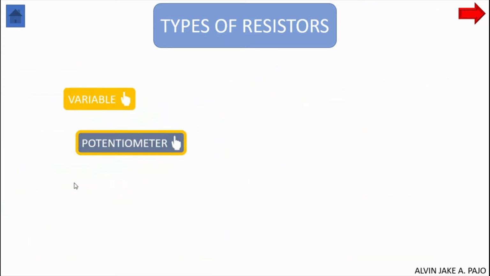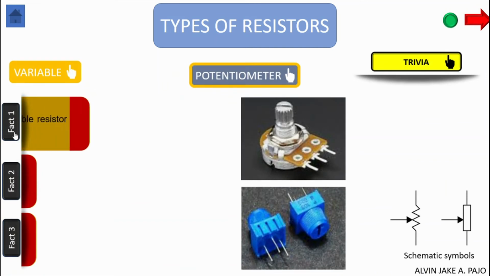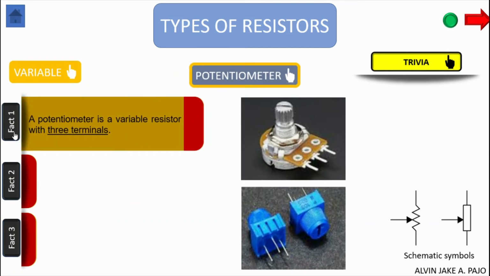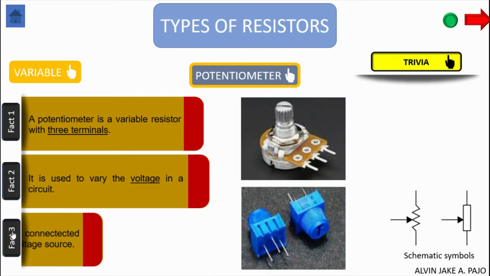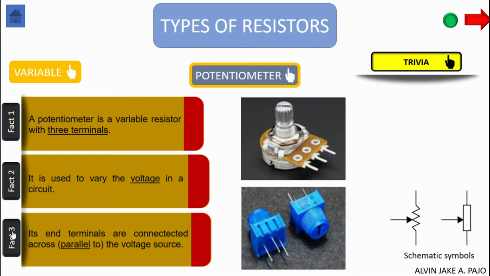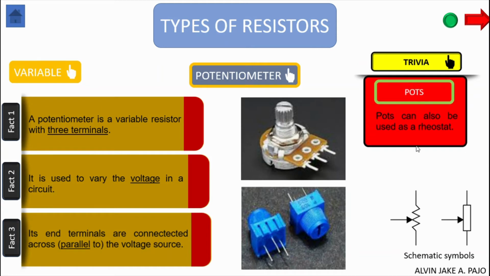Now let's talk about potentiometer. Unlike rheostat that has only two terminals, potentiometer has three terminals. Rheostat varies the current, while potentiometer is used to vary the voltage in a circuit. While rheostat is in series with loads and voltage source, potentiometer end terminals on the other hand are connected across the voltage source. Here are the three terminals and dial knob of a potentiometer. And here is the schematic diagram showing end terminal 1, variable arm 2, and end terminal 3. Did you know that potentiometers are also called pots? Amazingly, these pots can also be used as a rheostat.